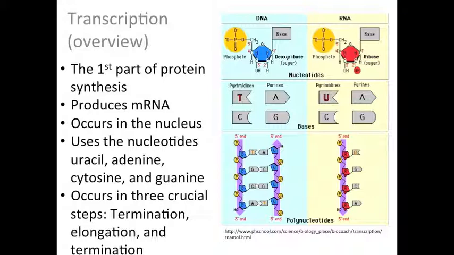The first part of protein synthesis is transcription, which is when the DNA molecule is transcribed to mRNA. This occurs in the nucleus and uses the nucleotides adenine, cytosine, guanine, and uracil instead of thymine, which is used in DNA. Transcription occurs in three crucial steps: initiation, elongation, and termination.